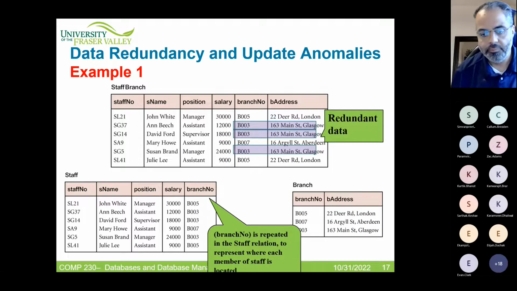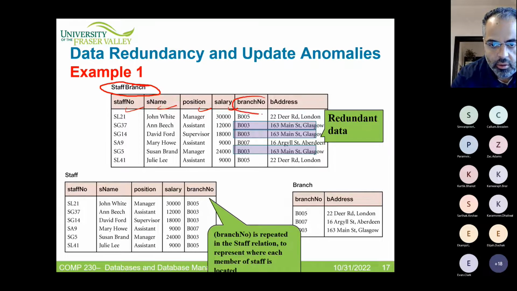So let's take this example. I will have a table, I name it staff branch. There is a staff number, a staff name, a staff position, salary, and there is a branch number and address. Whenever I have to mention the branch number, I also have to mention the address. This is data redundancy. You are duplicating the data and there is no need to do this.